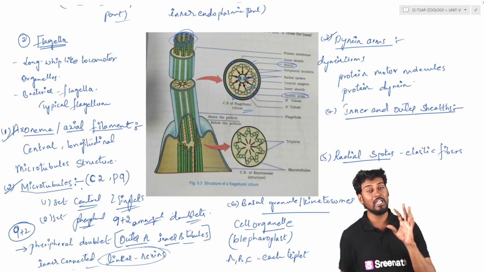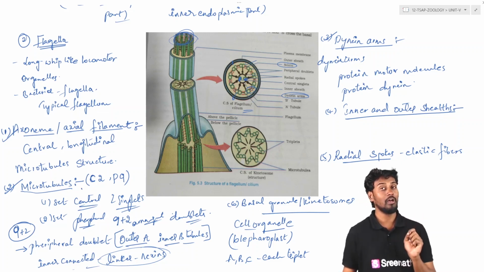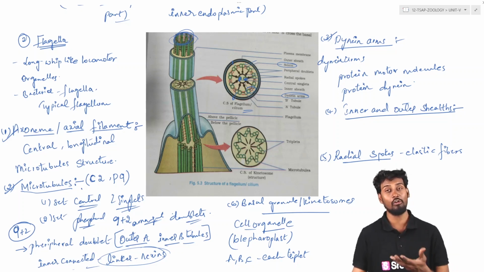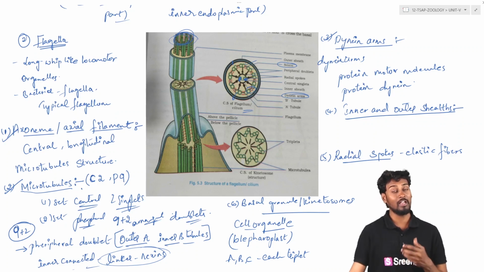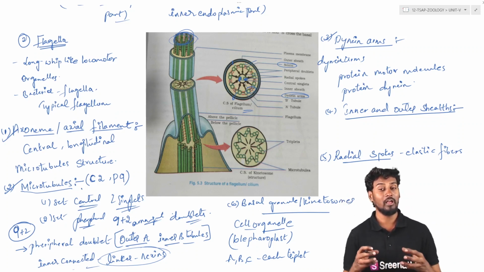So these dynein arms are interconnected between the peripheral doublets of the 9+2 arrangement in the case of the cilia or the flagella, where they show the contraction, and they are also called protein motor molecules, and also the protein dynein, that is the dynein arms, are involved in the contraction of these doublets, which generally happens together.